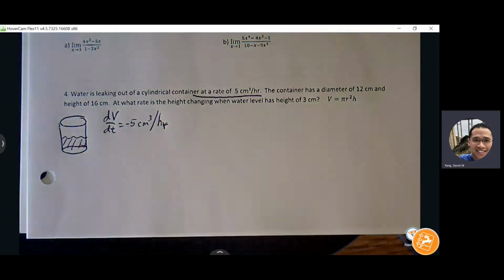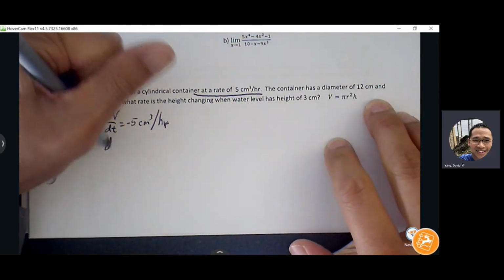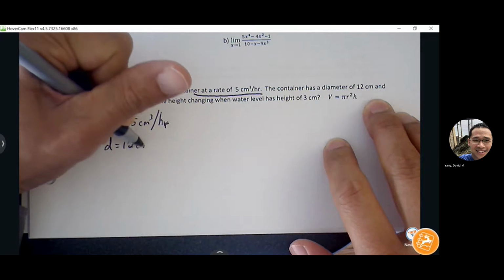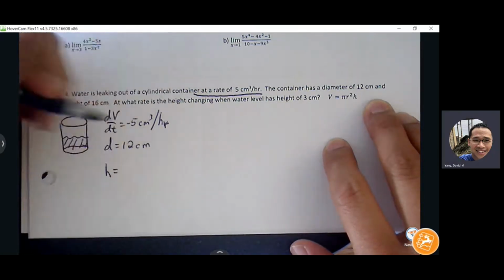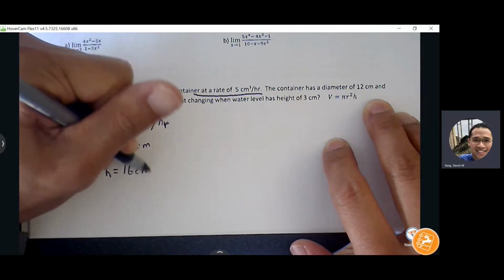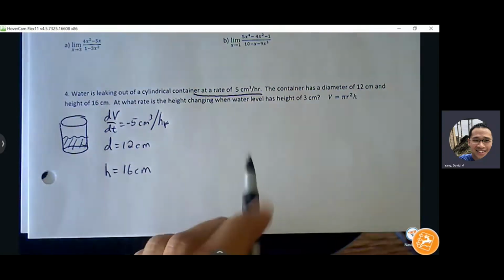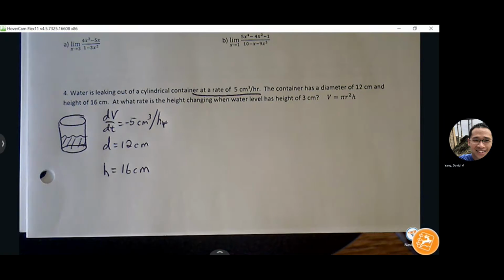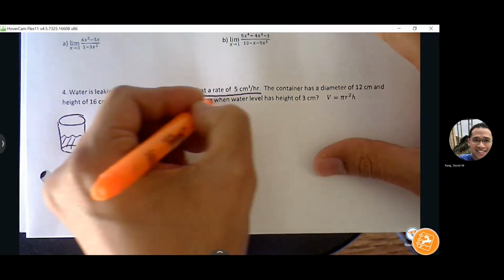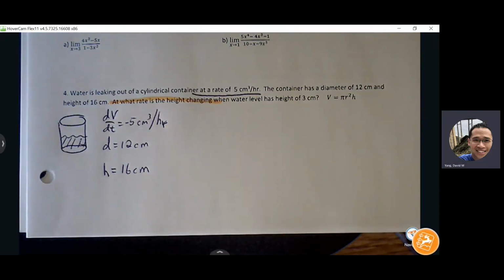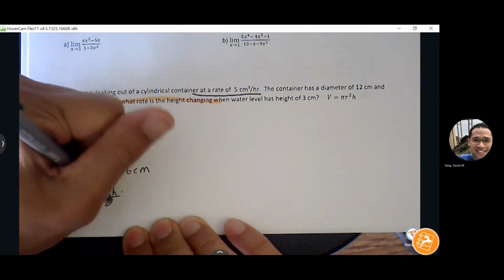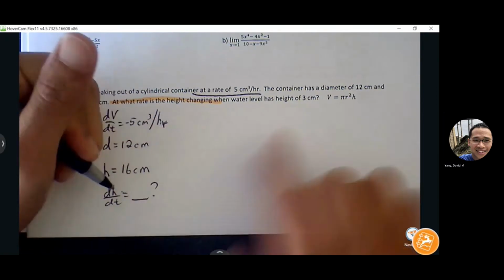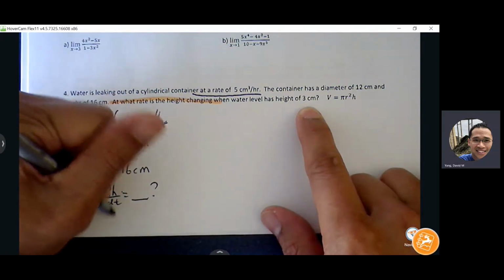The container has a diameter of 12 centimeters and a height of 16 centimeters. At what rate is the height changing? What are we looking for? dh/dt. And the water level has a height of 3 centimeters.